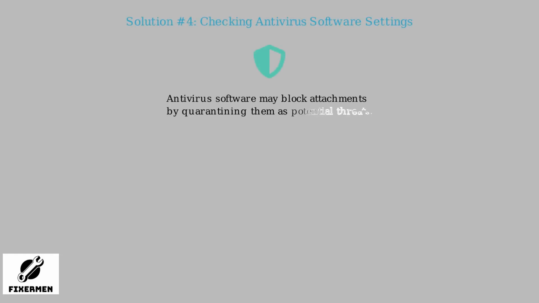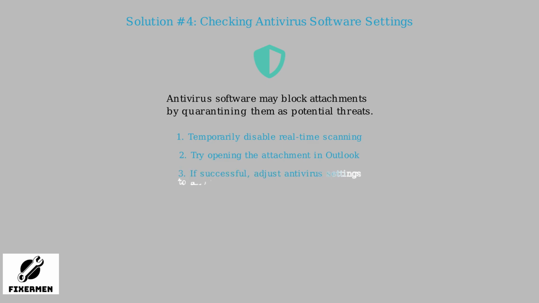Antivirus software, such as Windows Defender, Norton, or McAfee, often includes real-time scanning that can quarantine email attachments it deems suspicious, preventing Outlook from opening them. To troubleshoot, first temporarily disable your antivirus software's real-time protection. Be aware that this leaves your computer vulnerable to threats. Then, attempt to open the attachment in Outlook. If it opens successfully, the antivirus was indeed blocking it.